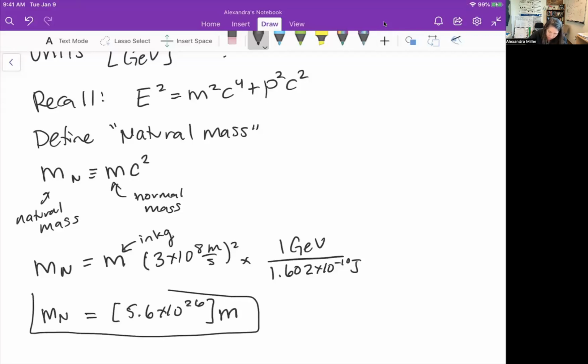So we can write this sort of conversion factor where this is the mass in kilograms. If I give you the mass in kilograms and I say, what is the natural mass in GeV? You multiply that mass in kilograms by 5.6 times 10 to the 26, and that gives us the mass in GeV. And again, they're proportional. So I've lost no information in recording this mass in GeV instead of in kilograms.